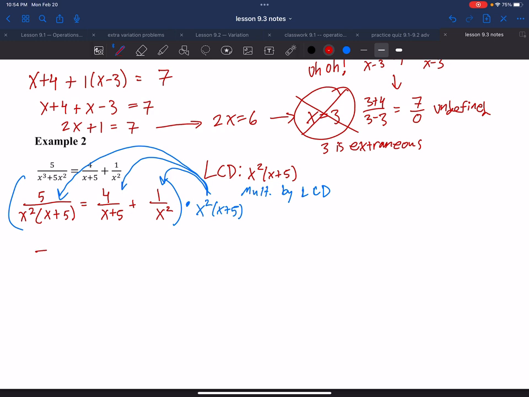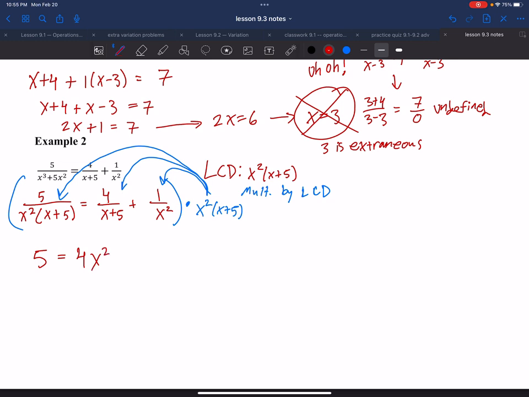Which means I really just have 5 here. So I'm just going to say just 5. Don't bother writing all that out. You can do that in your head, right? That stuff just cancels out. And then the same idea here, if I distribute x squared times x plus 5, that's 4 times x squared times x plus 5 over x plus 5. But those cancel. So really all I need to write is 4x squared.